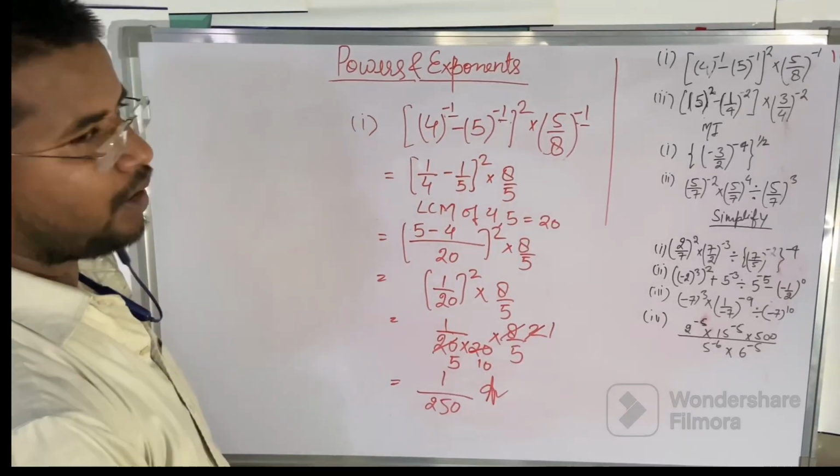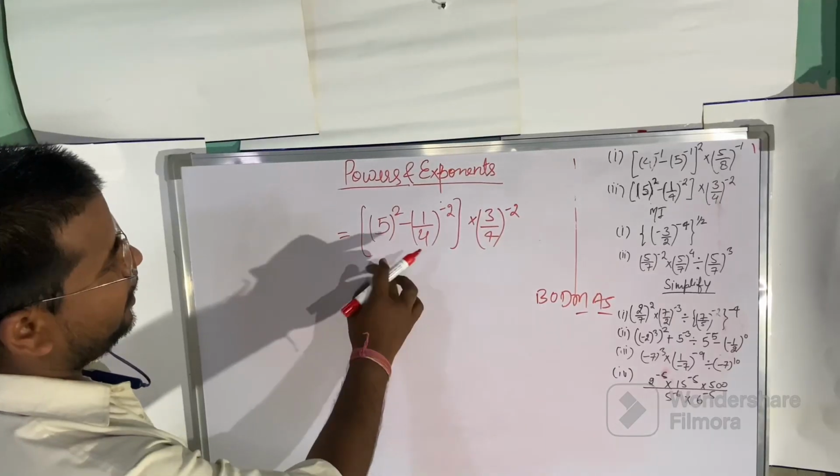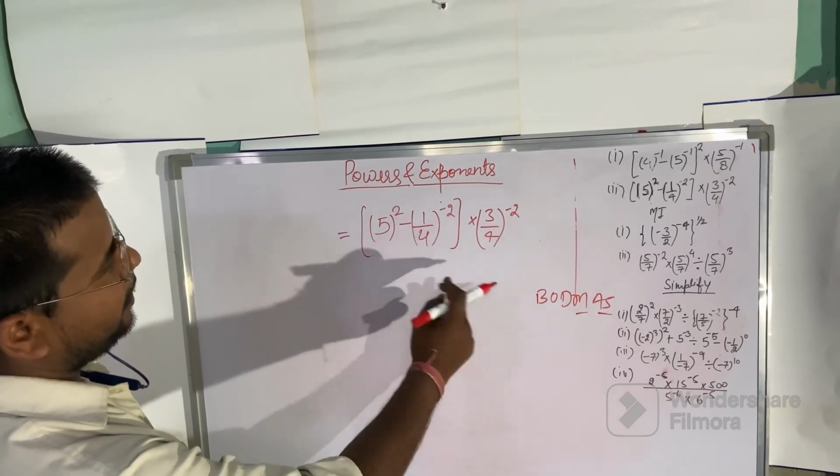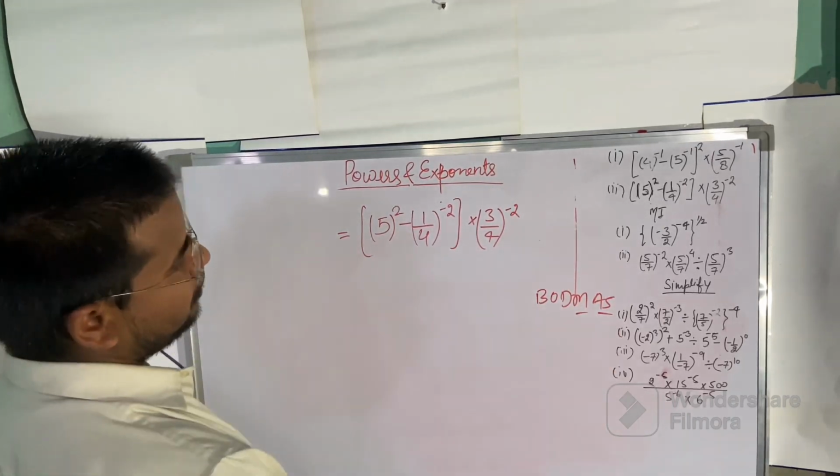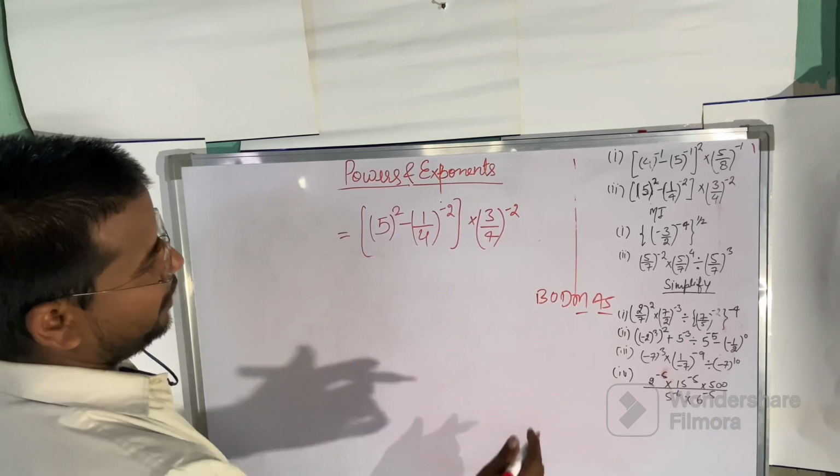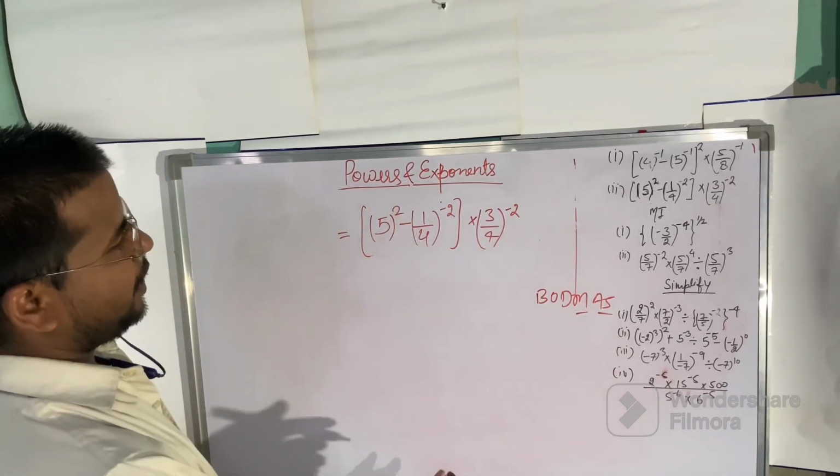This is our answer. Okay, see that there is a small bracket, then a big bracket. So we follow BODMAS. First we solve the bracket, then we do division, multiplication, addition and subtraction.